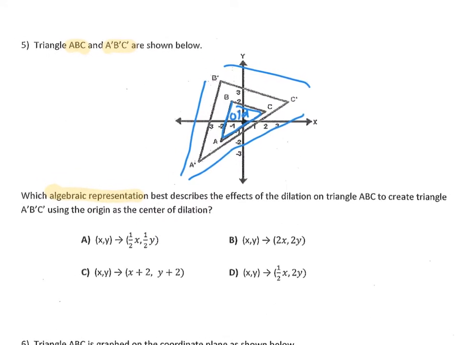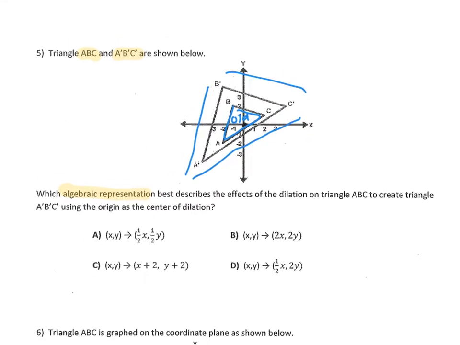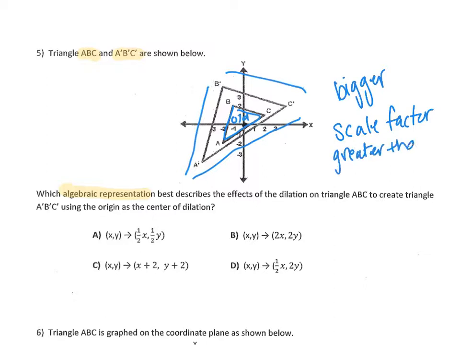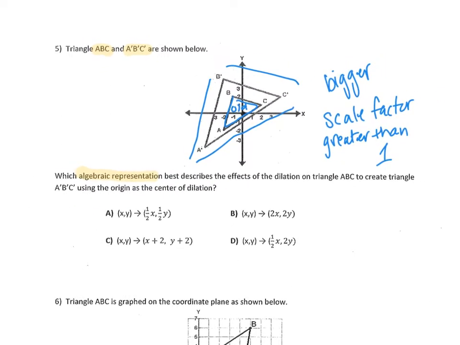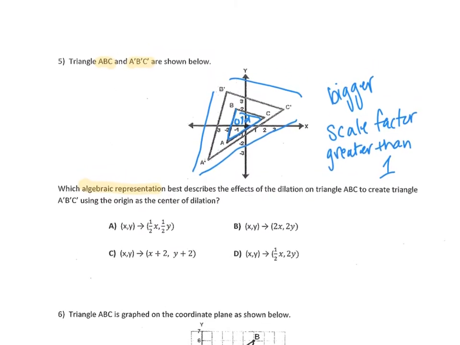So first of all, look and see what happened. Did it get larger or did it get smaller? Okay, so it got bigger. So that tells us that our scale factor should be bigger than 1. That'll help us eliminate some answer choices. So since our figure got bigger, our scale factor has to be bigger than 1.